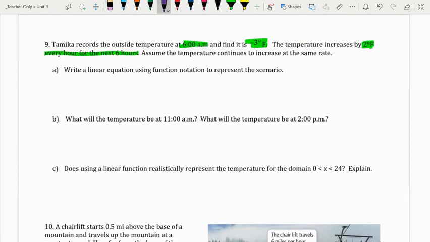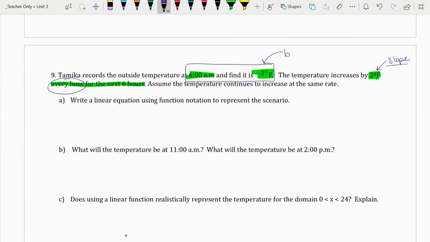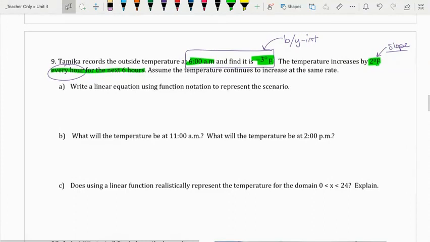Okay, so we're outside at 6 a.m. and we find that it's negative 3. Then it's going to increase by 2 degrees every hour. So hopefully we're like, oh, every hour? That means that this is probably your slope, right? Because it's talking about that rate, the rate of change. All right, so we have a good starting point, right? At 6 a.m., this is what happens. So this is our initial point, which is your b or your y-intercept. Okay, so if we want to write it in function notation, f of x equals 2x minus 3.